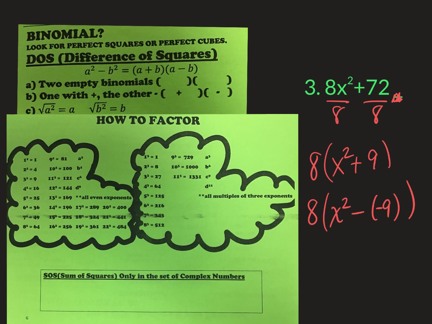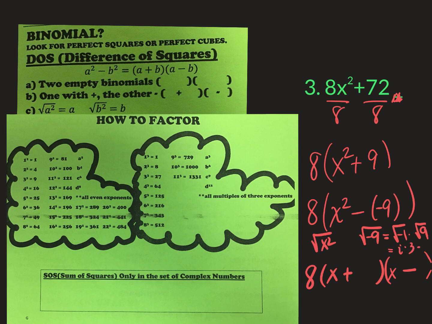Then I am going to bring down my 8, put 2 empty binomials, one with an addition sign, one with a subtraction sign. I'm going to take the square root of x squared, that's x, that goes in the first spot. And I'm going to take the square root of negative 9, which is the square root of negative 1 times the square root of 9, which is i times 3, which is 3i. So 3i goes in this spot and 3i goes in this spot. That's how you factor a sum of squares. A sum of squares will have an i in it.